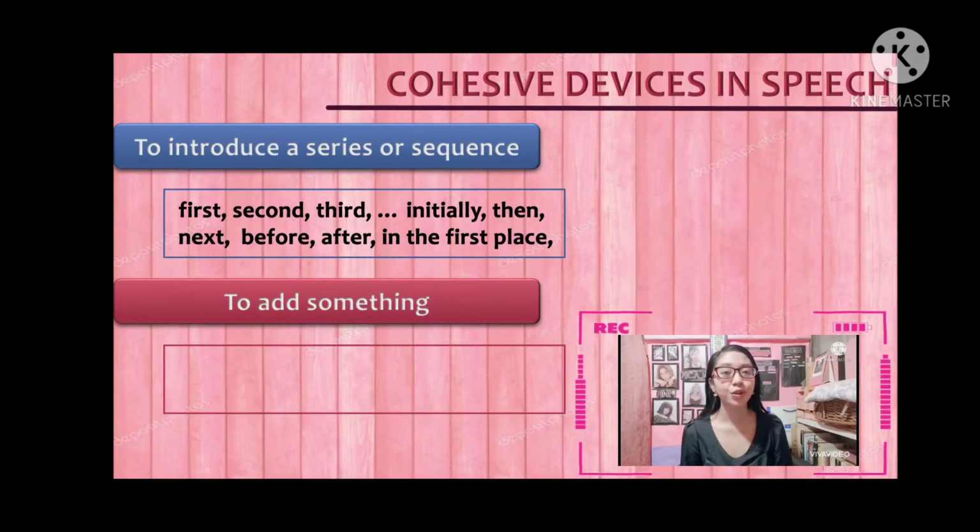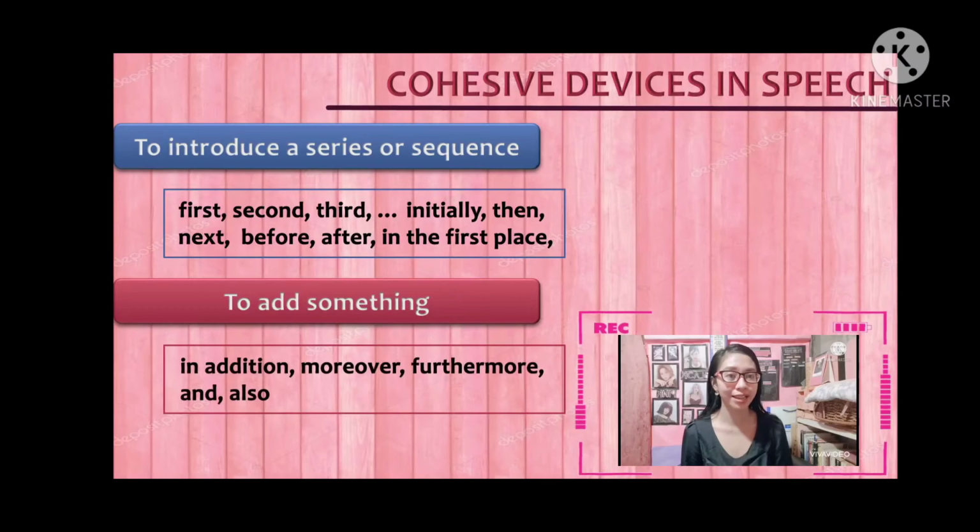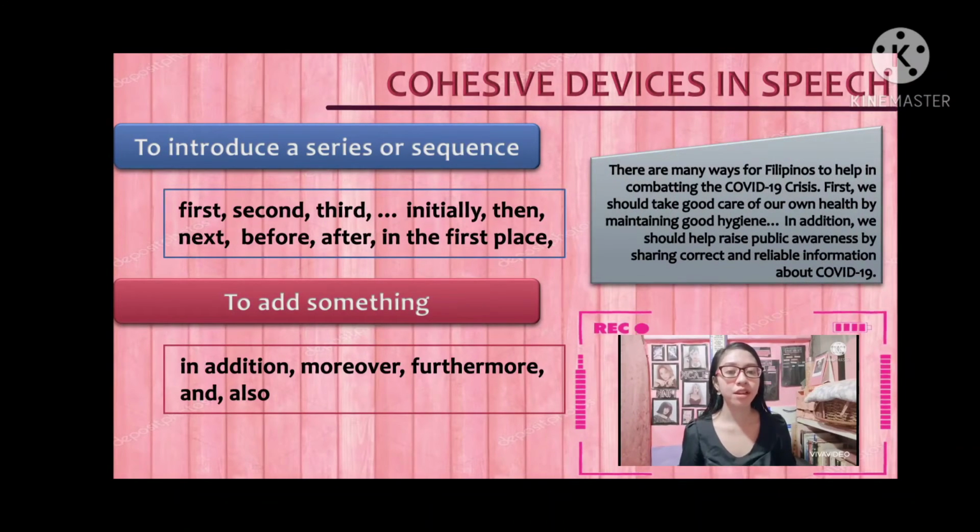Next is to add something. Instead of saying "and" again, you can use the words in addition, moreover, furthermore, and also. So let us have the examples. There are many ways for Filipinos to help in combating the COVID-19 crisis. First, we should take care of our own health by maintaining good hygiene. In addition, we should help raise public awareness by sharing correct and reliable information about COVID-19. Here in the paragraph, we used the word first to introduce and in addition to add something.